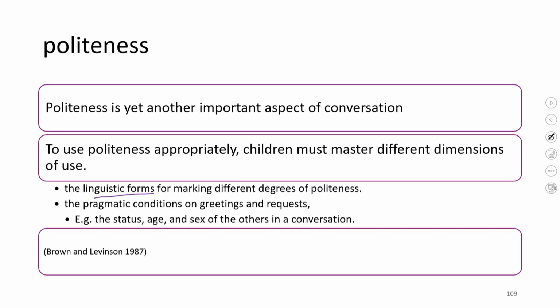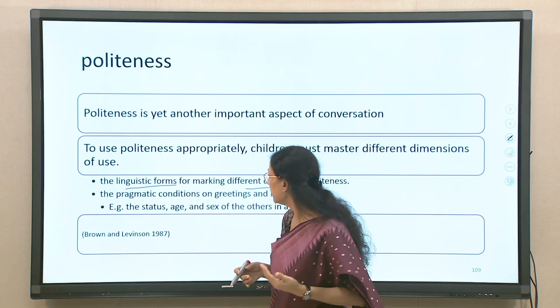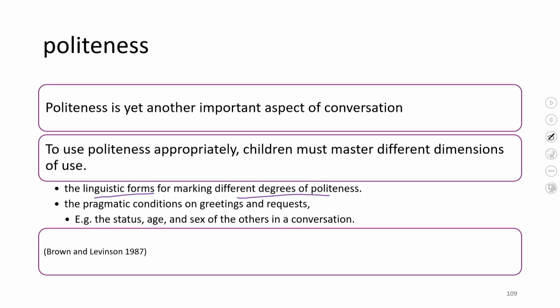So, the child needs to know, we are talking about children taking part in conversation. So, children need to know the linguistic forms that are important for signaling these different stages of politeness, different degrees of politeness. Now, this can be different from one culture to another culture. Some cultures might have very complicated and very layered linguistic forms. Based on their understanding of politeness, some cultures might have less. So, the child needs to know.